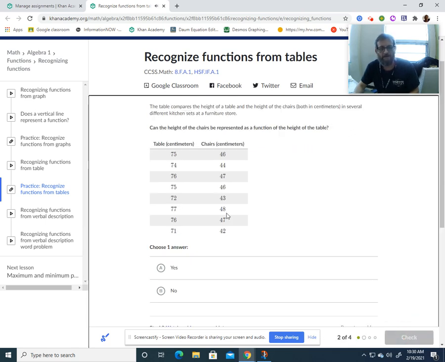All right, so here, again, I'm looking for what do I put in twice. So I put 75 in, I got out 46. I put in 75 later, I still got out 46. I put in 76 here, I put it in later, I got out 47 first time, I got out 47 the second time.